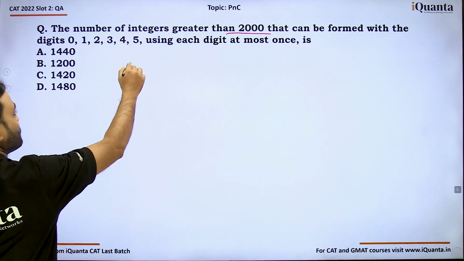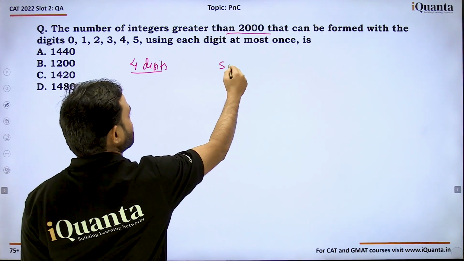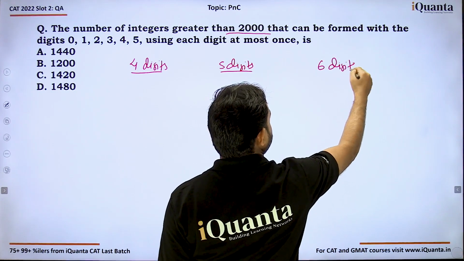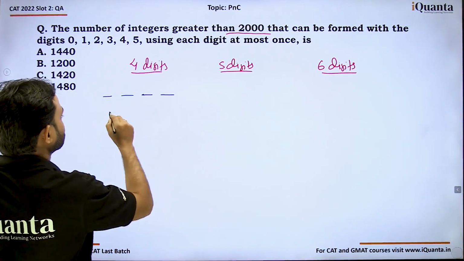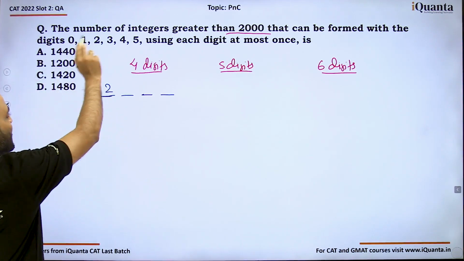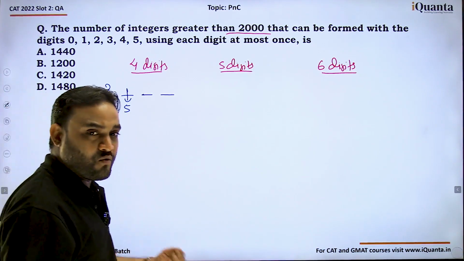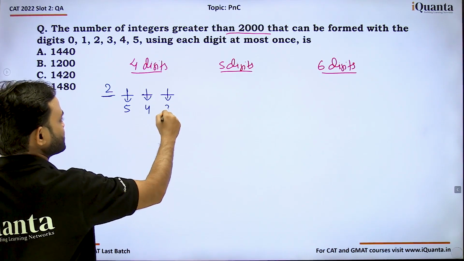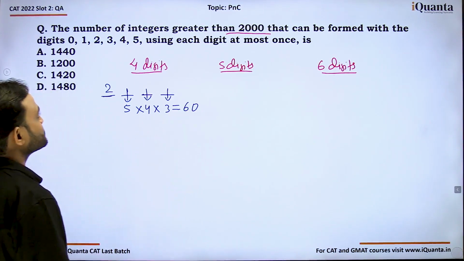So let's see how many 4-digit numbers are possible, how many 5-digit numbers are possible, and how many 6-digit numbers are possible. So for the 4-digit number, 1, 2, 3, 4, what we can take? Let's start with 2 first. Now out of these remaining 5 digits, I can fill this place by 5 ways. Any value 0, 1, 3, 4, 5. This place then will be filled with 4 digits, and this place can be filled with 3 digits. 5 into 4, 20. This will be 60 different numbers.